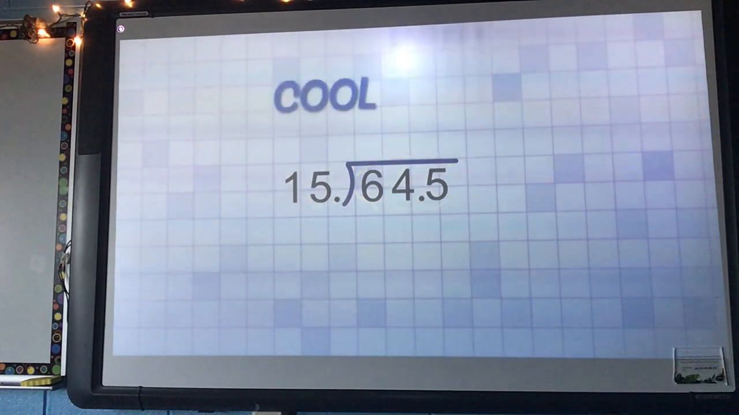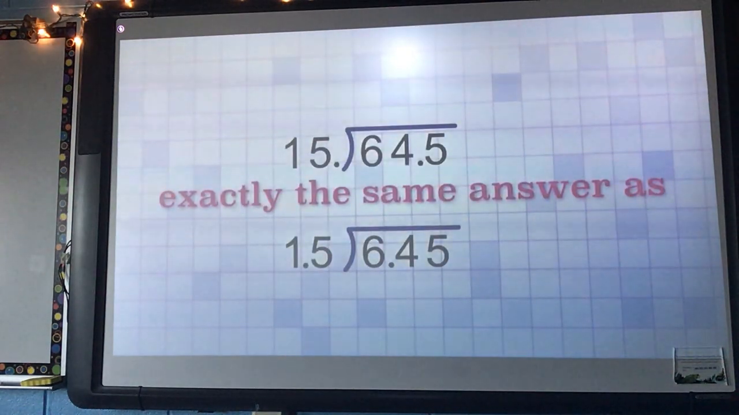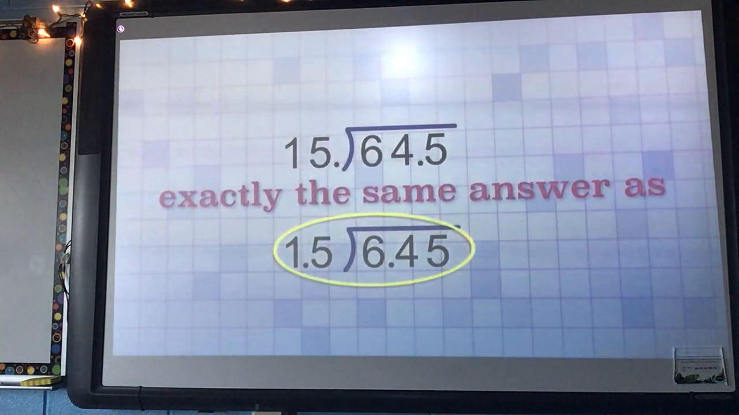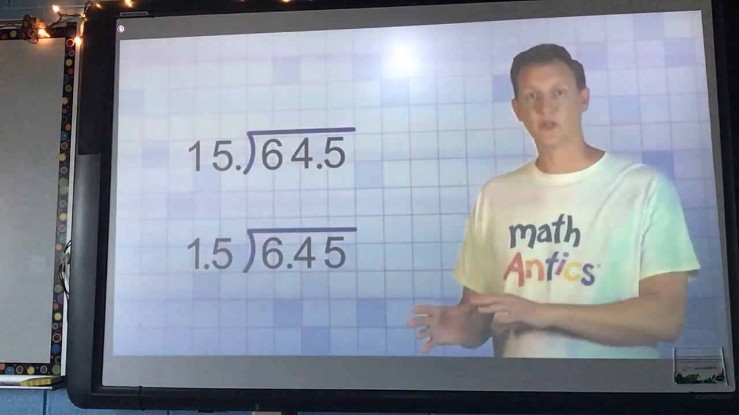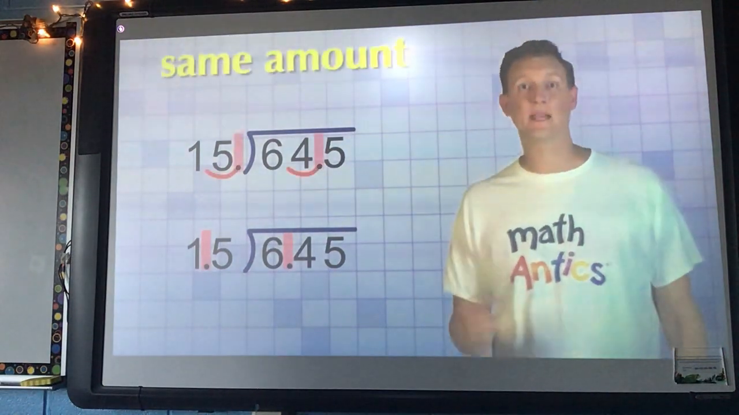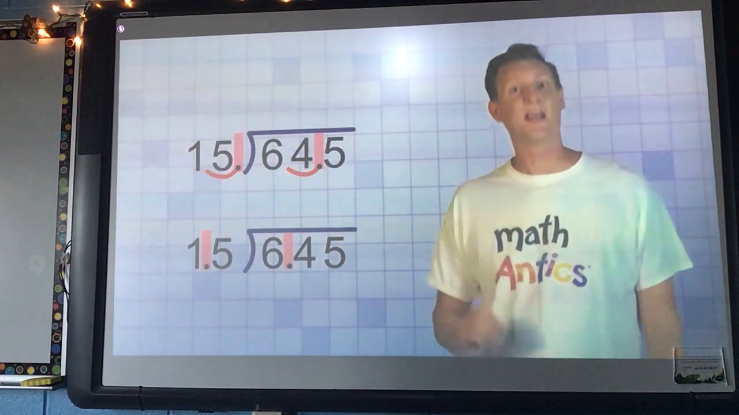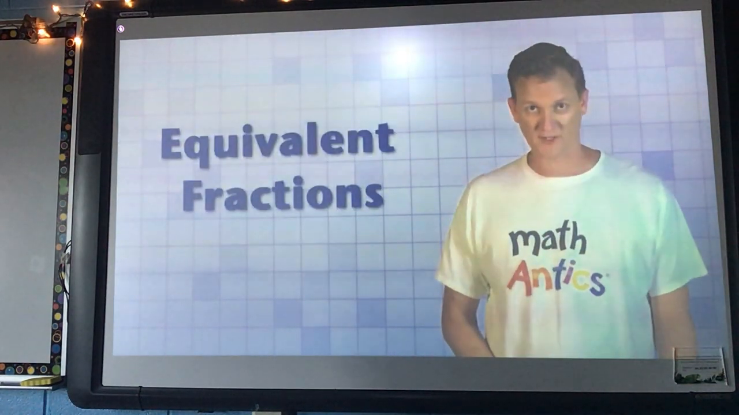And here's the really cool part. If we do this new division problem, 64.5 divided by 15, we'll get exactly the same answer we would have if we did the problem 6.45 divided by 1.5. That only works because we shifted the decimal point in the divisor and the dividend by the same amount in the same direction. And you'll realize why that works if you remember equivalent fractions.